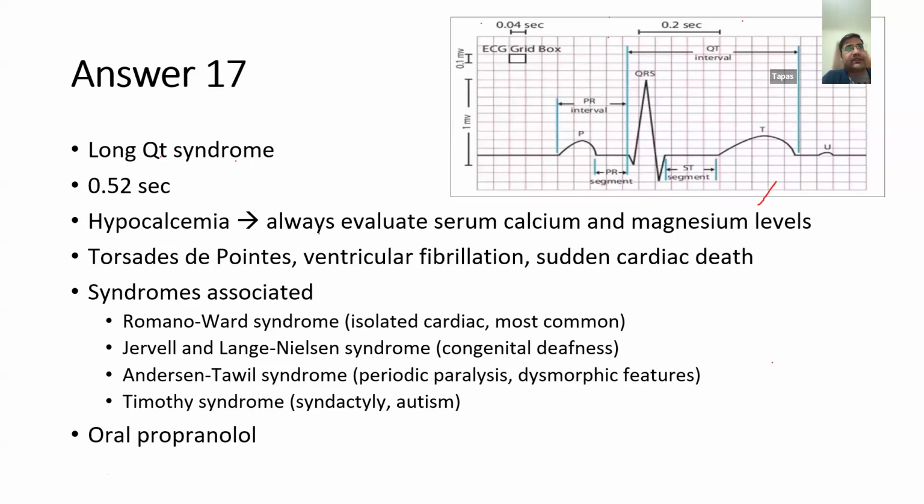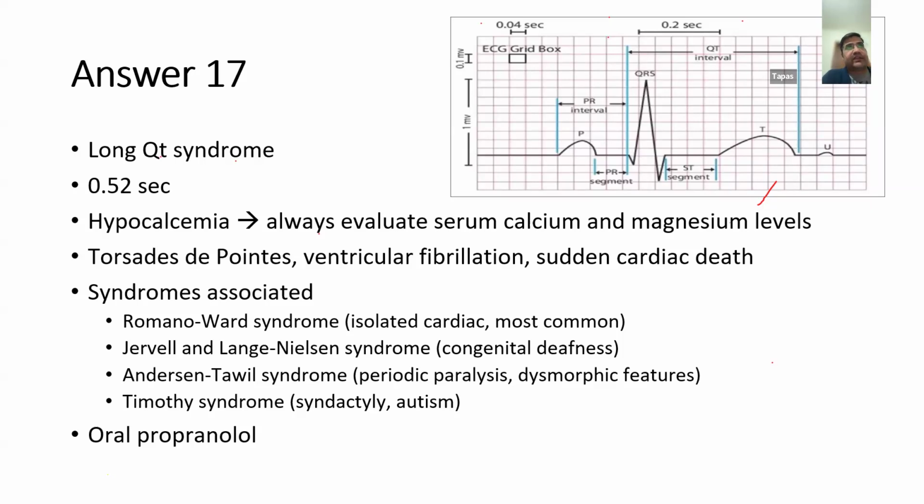Okay, so in this case, I don't know whether we can make it out. There are 9 boxes for the QT interval, so that comes to 9 into 0.04, which will be 0.36. And there are 11 boxes of RR, so that will be the square root of 0.44. When we calculate this, it comes to 0.52 second. Any value in a newborn above 0.5 is actually abnormal.